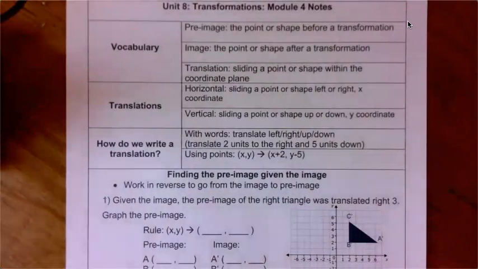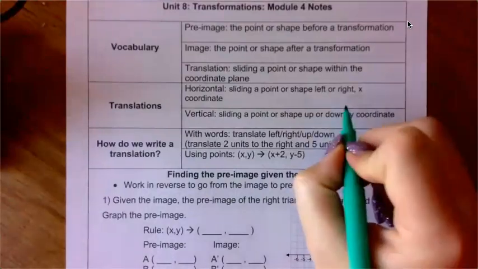Pre-image is the shape before, or the point or shape before transformation. Image is the point or shape afterwards. So here they're going to give us the picture after the transformation, and we need to figure out where it was before. Okay, translation, that's what we're doing here. We're going to be sliding, so sliding it within the coordinate plane.